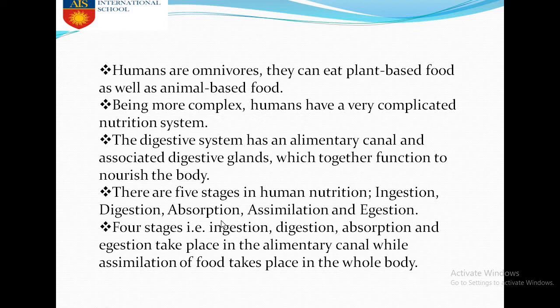There are 5 stages of human nutrition. Ingestion, the food we take in. Digestion, I told you. Absorption, it is absorbed by our body cells. Assimilation, then catabolism and anabolism take place, which is metabolism, and the unwanted particles are removed from our body by the process of egestion.